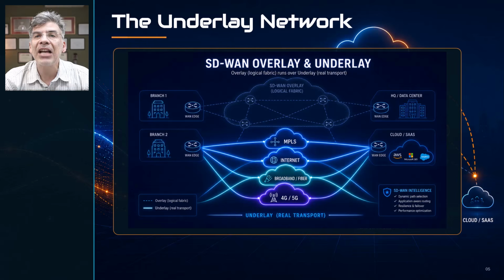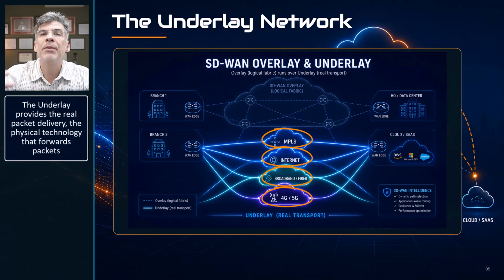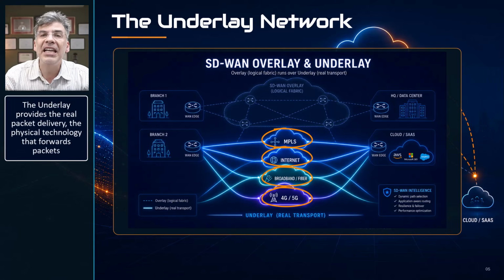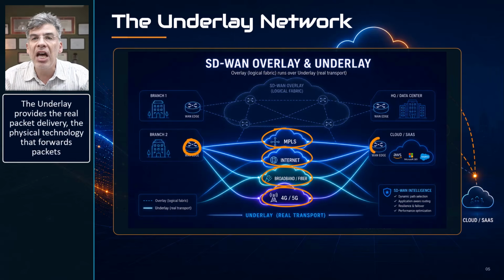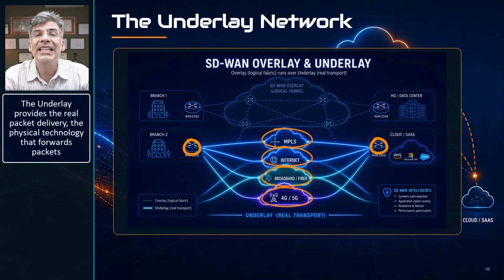The underlay is the actual transport network that provides connectivity between locations. This could be MPLS, it could be broadband internet, it could be dedicated fiber internet, or 4G or 5G mobile internet. It could be a private WAN service, or it could be a combination of several different transport types. The important point here is that the underlay is the network that provides the real packet delivery. It's the physical or service provider connectivity that allows one site to reach another site, or to reach the internet, or to reach cloud services, or to reach a data center.